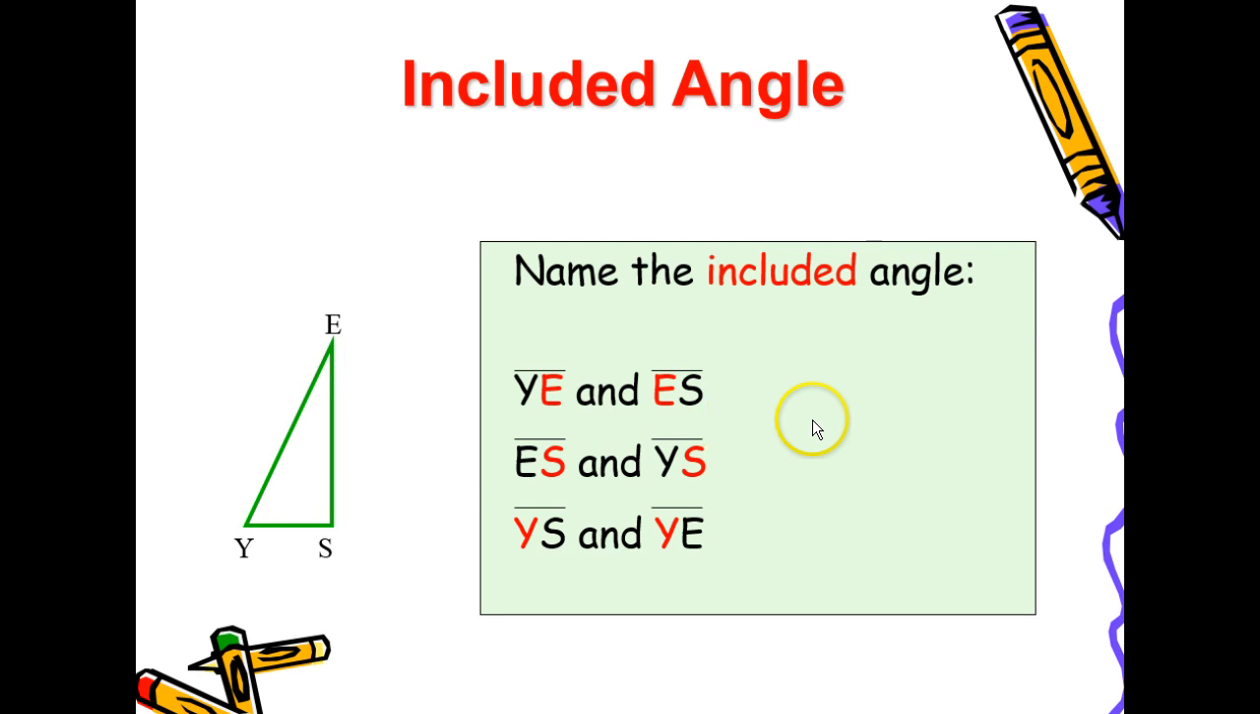E is the included angle. What's the included angle for ES? This one. NYS. S is the included angle. The bottom one, Y is the included angle. Okay, if you haven't realized it by now, that's important.